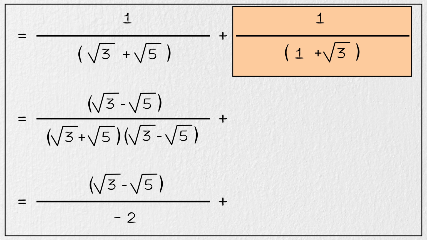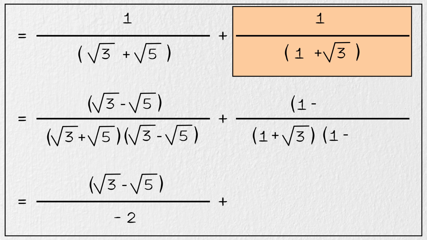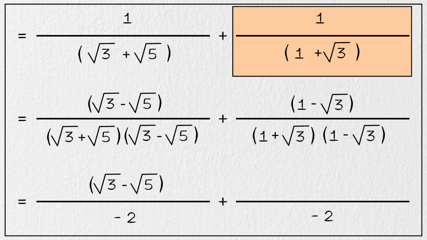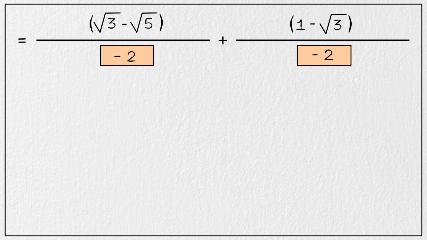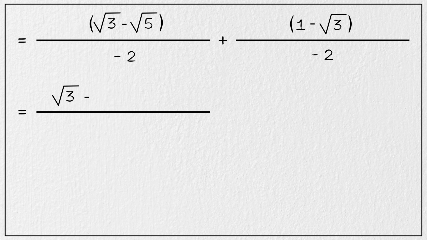Now for the second part, to rationalize 1 over 1 plus square root of 3, we multiply both the top and bottom by 1 minus square root of 3. Again, using the difference of squares, the denominator becomes 1 minus 3, which is minus 2, and the expression becomes 1 minus square root of 3 divided by minus 2. Since they have the same denominator, we can combine the numerators. So adding the numerators, we get square root of 3 minus square root of 5 plus 1 minus square root of 3 divided by minus 2.